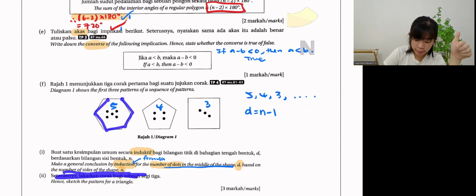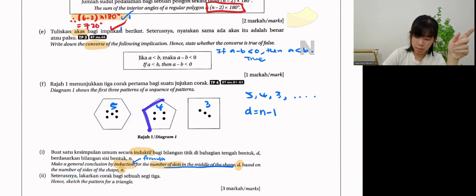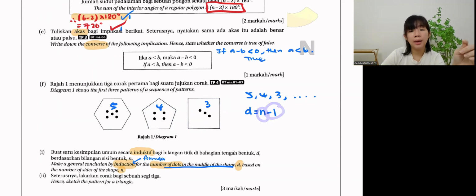Let's say this is 1, 2, 3, 4, 5, 6. Okay, this is 6 sides, but I get 5 dots. 1 dot lesser. Then this one, 1, 2, 3, 4, 5: 5 sides, but I get only 4 dots. So also 1 dot lesser. This one, 4 sides, I get 3 dots. So that's why n is the number of sides, then you minus 1.